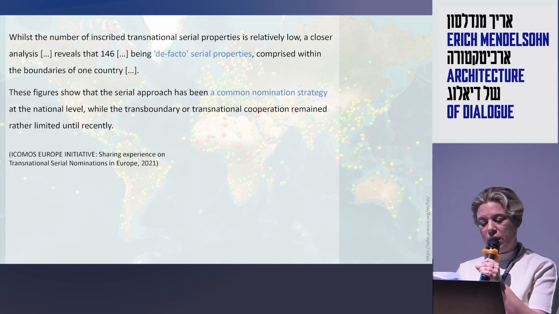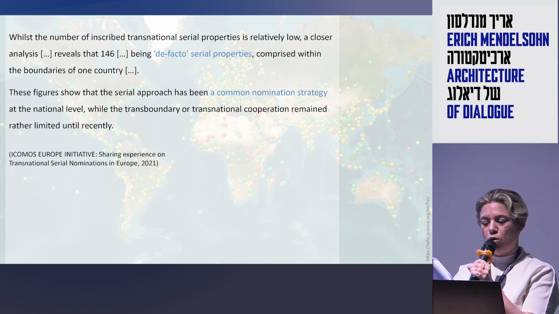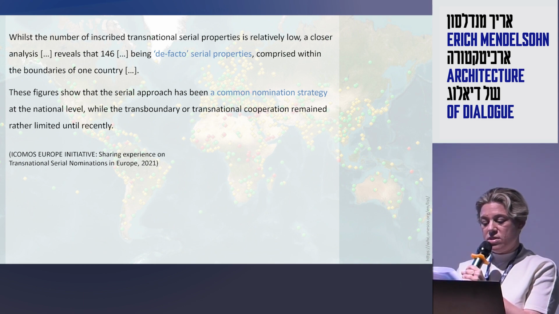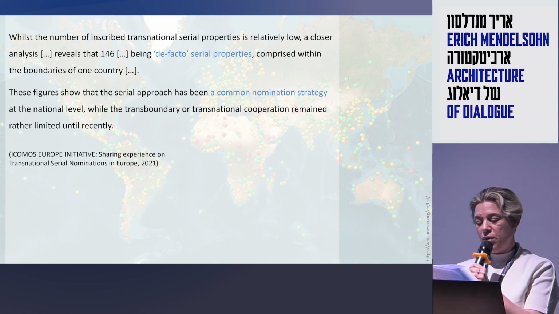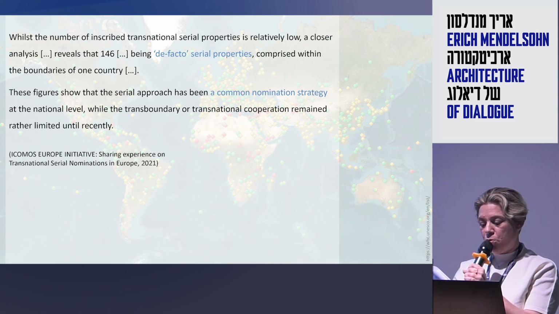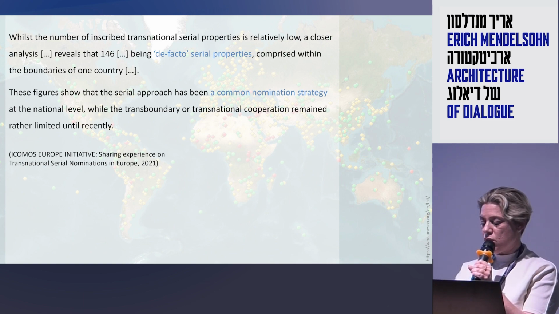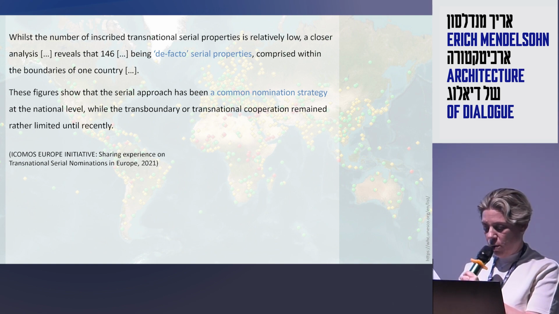The following quote recaps the differences between multinational properties and single state party serial properties. Whilst the number of inscribed transnational serial properties is relatively low, a closer analysis reveals that 145 are de facto serial properties comprised within the boundaries of one country. These figures show that the serial approach has been a common nomination strategy at the national level, while transboundary or transnational cooperation remained rather limited until recently.